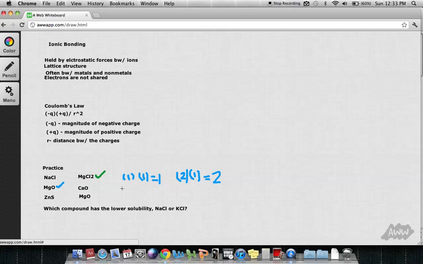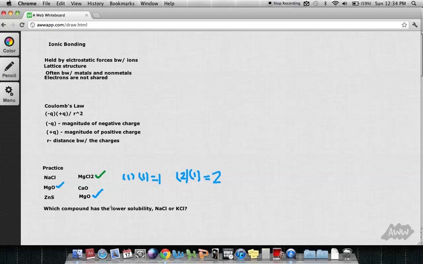In this case, since Mg is smaller in terms of ion size than Ca, MgO would have the stronger ionic bond. Now when looking at zinc sulfide and MgO, magnesium oxide, Zn always has a +2 charge, and Mg also has a +2 charge. And then sulfide and oxide ions both have a -2 charge. Since the product of the charges would equal 4 no matter what, you have to consider the ion sizes. In this case, MgO would have the stronger ionic bond because Mg is the smaller ion compared to zinc.